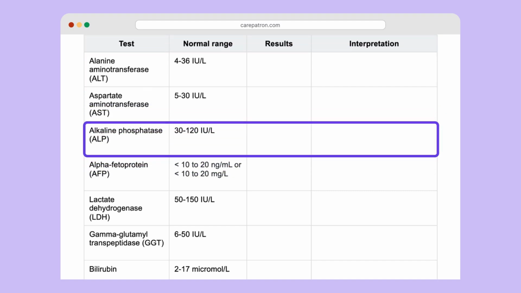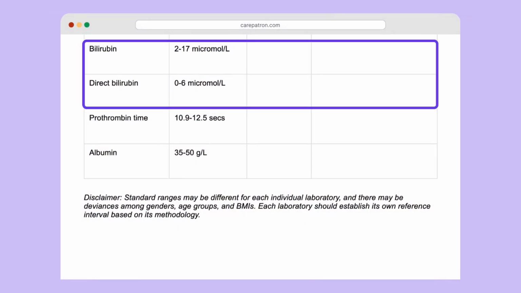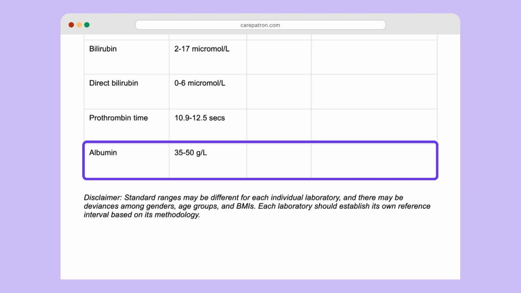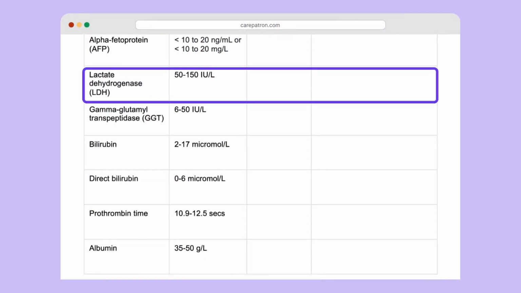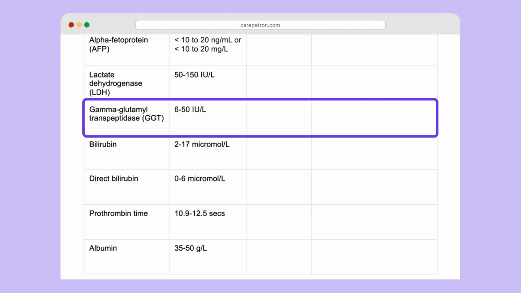ALP. High levels can signal liver or bone issues. Bilirubin. Increased levels may indicate liver problems or red blood cell breakdown. Albumin. Measures the liver's ability to produce proteins. LDH. Indicates tissue damage, including in liver disease. GGT. Helps detect bile duct issues or liver damage, especially from alcohol.